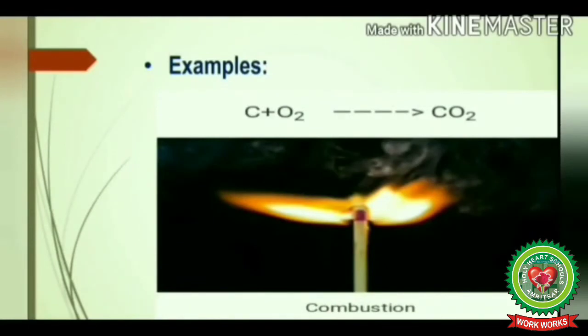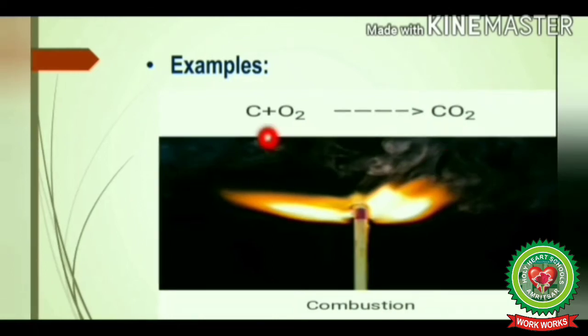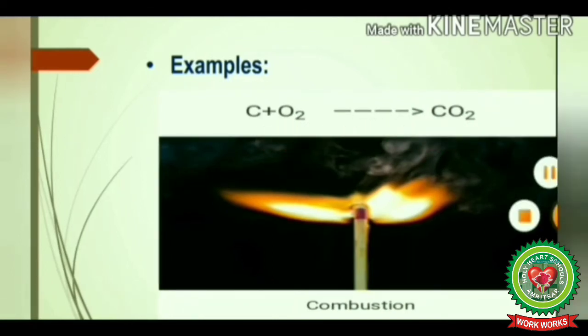The examples of chemical reaction are combustion. The chemical equation of combustion reaction is carbon reacts with oxygen to form carbon dioxide. This equation is in the form of symbols and formula. So it is a chemical equation.